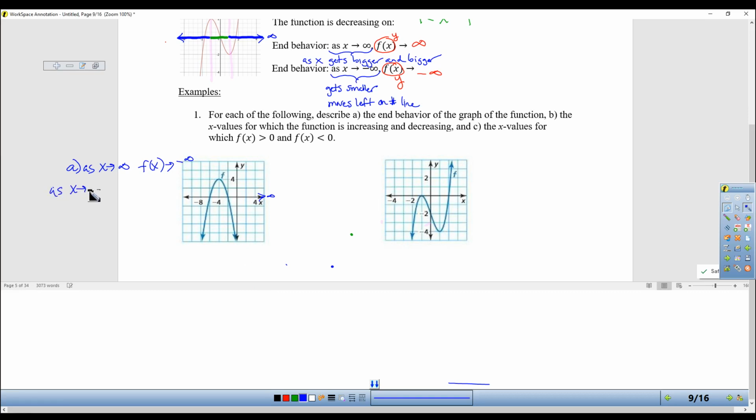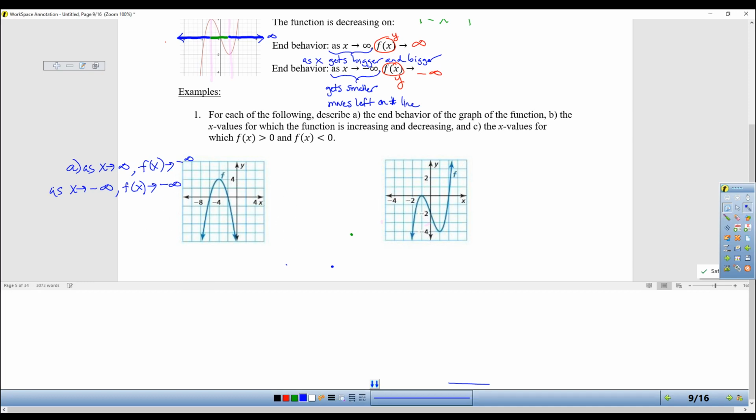As x approaches negative infinity, where is that? That's kind of over here, right? So as you're going in this direction, what is the y value doing? What is f of x doing? On that side, it's going down too. Negative infinity. On both sides, it's negative infinity.